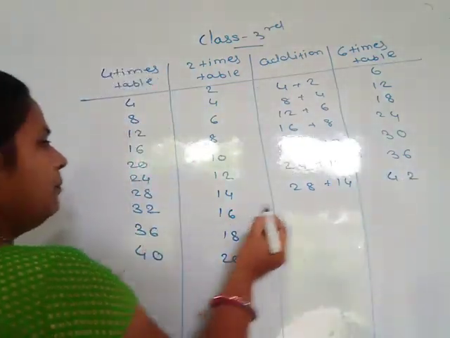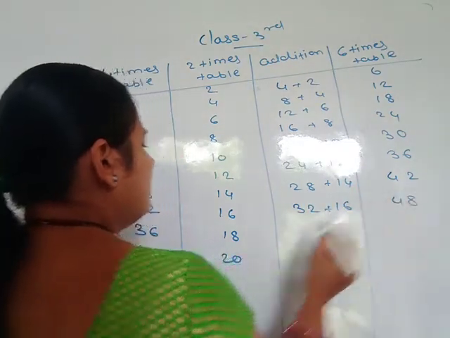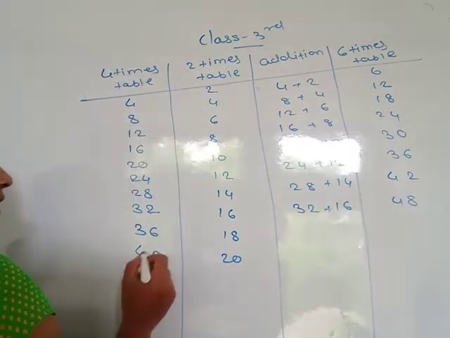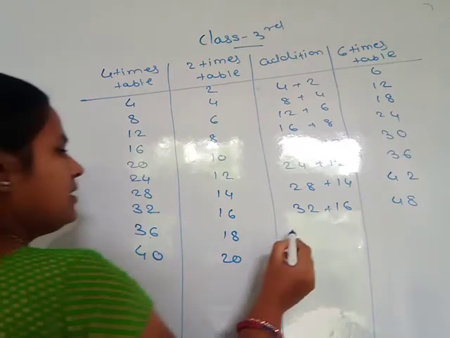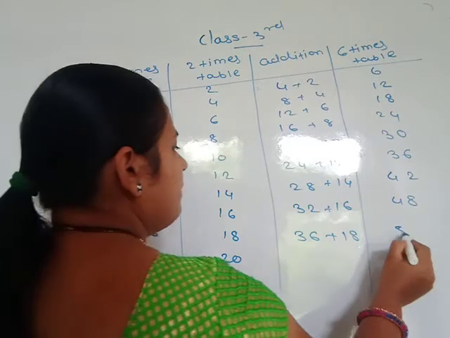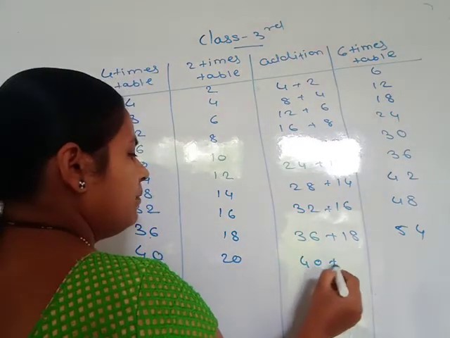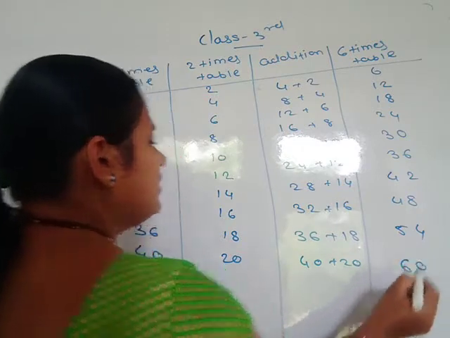32 plus 16, 48. 36 plus 18, see here, 54. And 40 plus 20, then 60.